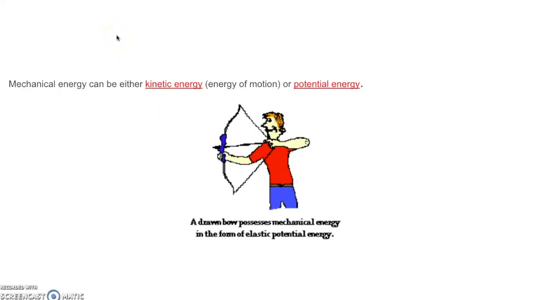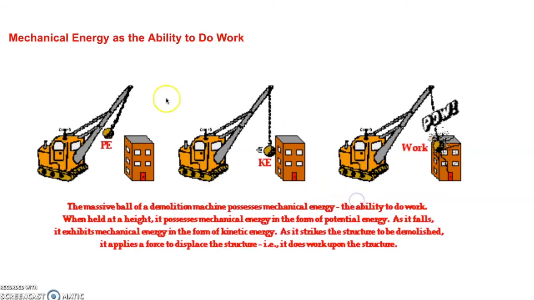Now, the term mechanical energy can be either kinetic or potential. So an example would be, let's say a person pulls back on a bow. The bow possesses mechanical energy because it's in the form of potential energy. It's elastic because we're stretching, right? It's not a spring in this case, but we're still stretching the string. So mechanical energy in the form of elastic potential. Mechanical energy has the ability to do work.